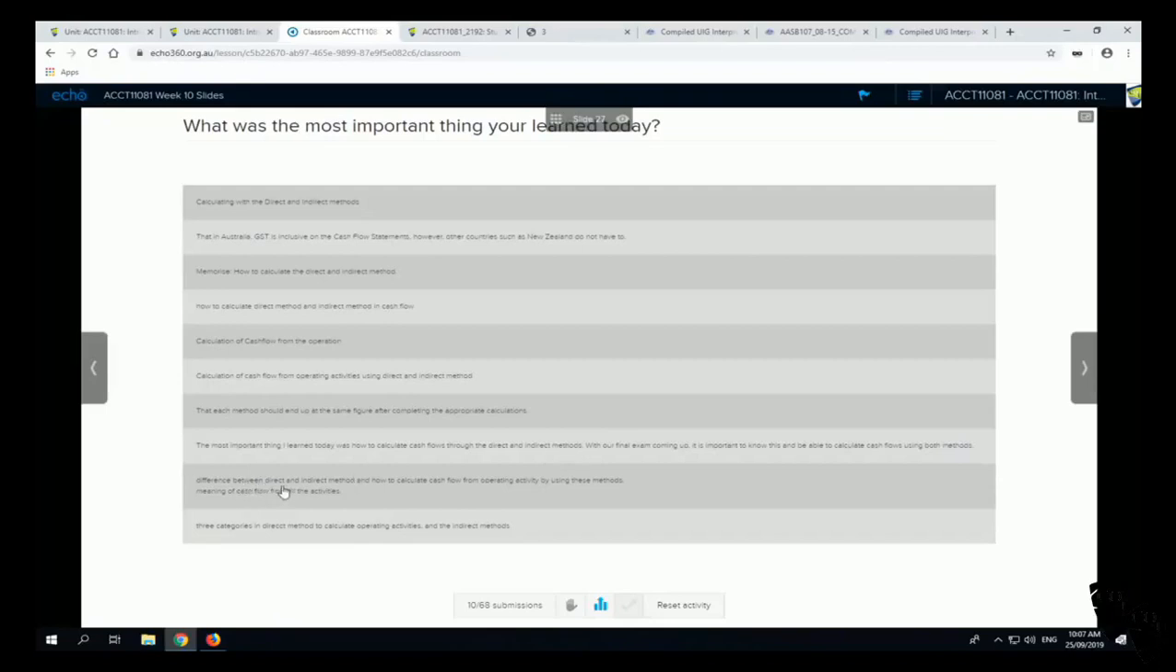Difference between direct and indirect method and how to calculate cash flow from operating activity by using these methods. The meaning of cash flow from all the activities. Good. So the meaning of cash flow from all the activities, what story is it telling you? That's tying it all together.